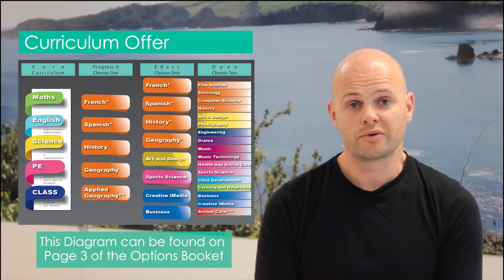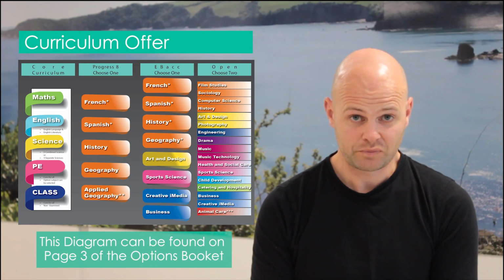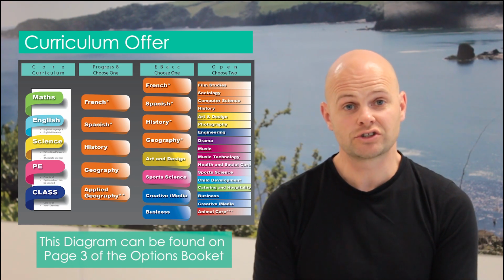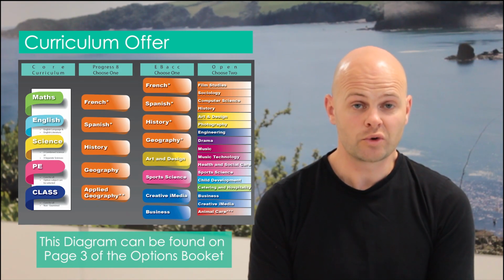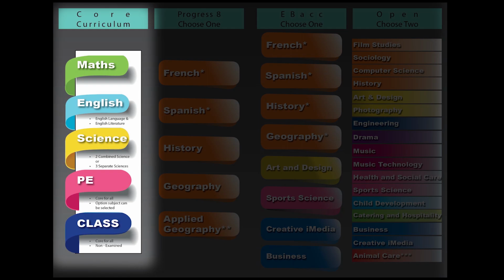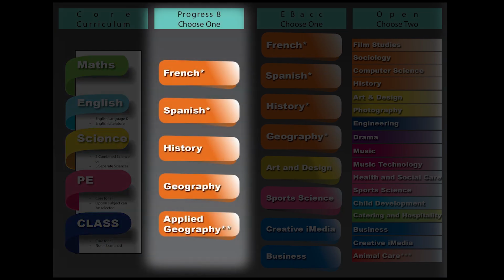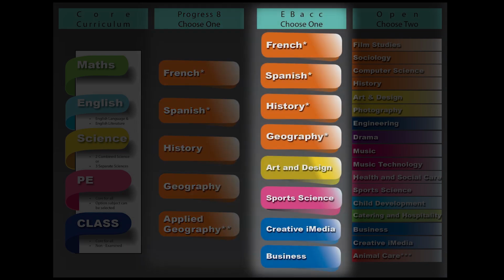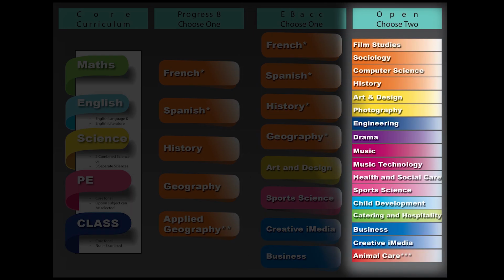We're now going to go through our curriculum offer in detail. We're going to look at the 4 strands of the curriculum and why we structure it in this way. So here you can see the 4 strands of our curriculum. For your options, every student will take all subjects as part of the core curriculum. Then you will choose one of the Progress 8 option subjects, one of the EBAC option subjects, and finally you will choose 2 from the open bucket selection of subjects.